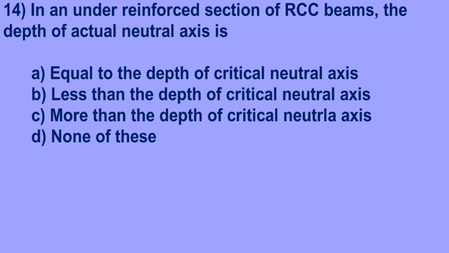In an under-reinforced section of RCC beams, the depth of actual neutral axis is option A equal to the depth of critical neutral axis, option B less than the depth of critical neutral axis, option C more than the depth of critical neutral axis, and option D none of these. And we know that in an under-reinforced section of RCC beam, the depth of actual neutral axis is less than the depth of critical neutral axis. Option B is the answer.